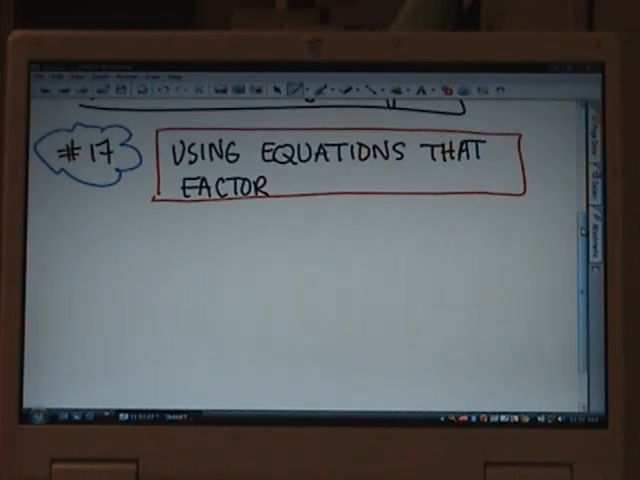Number 17, using equations that factor. Let's look at example 1 on page 291.